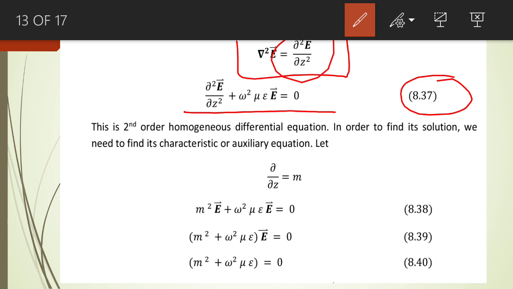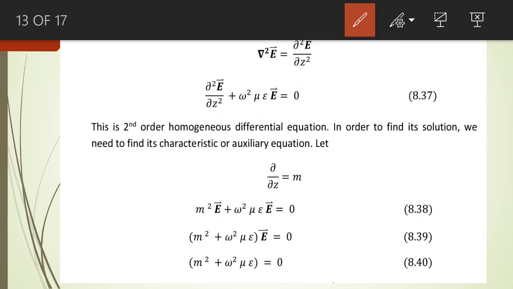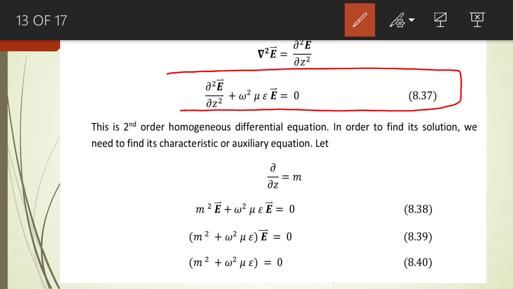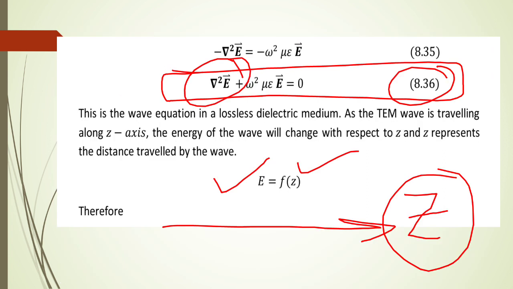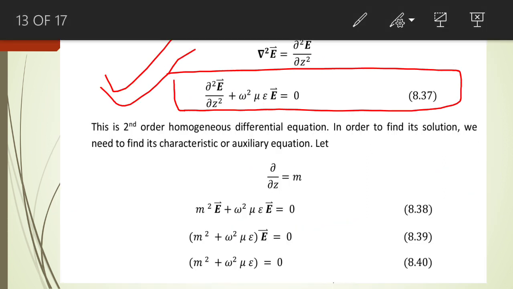This is a second order homogeneous differential equation. You see, this equation is known as a second order homogeneous differential equation. We need to find out the solution of this second order homogeneous differential equation. If you want to find out the solution, we need to find out the characteristic equation or the auxiliary equation of equation number 8.37.